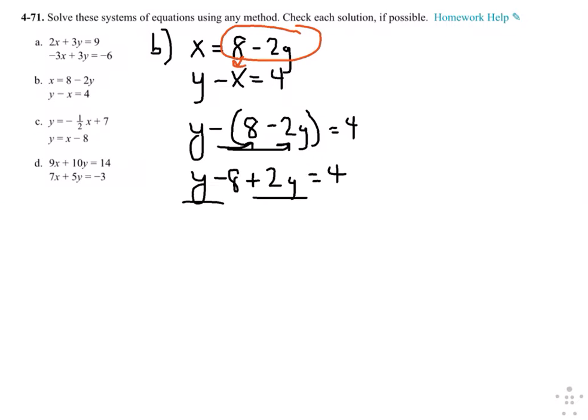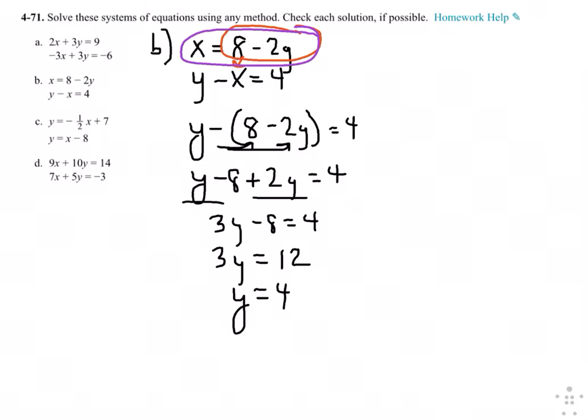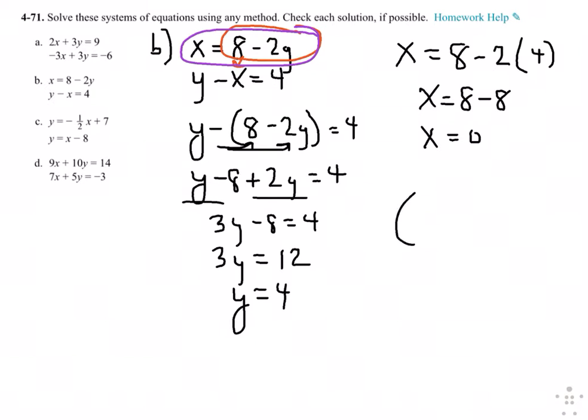And then like terms, y and 2y is 3y minus 8 equals 4. Add 8 to both sides, 3y equals 12. Divide both sides by 3, and we get y equals 4. Then I'll go up to this top equation, since it's already solved for x, and I'll substitute in. So x equals 8 minus 2 times y, which is 4. x equals 8 minus 8, x equals 0. So the ordered pair is (0, 4) for B.